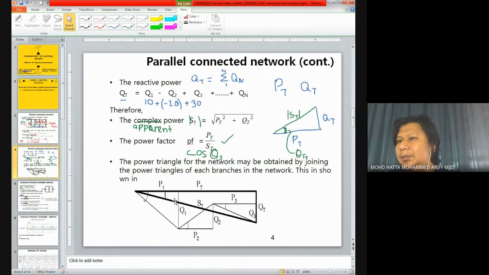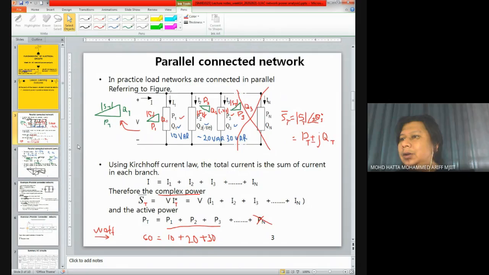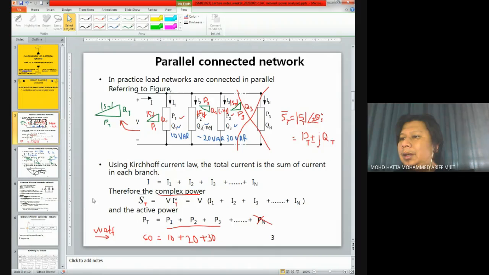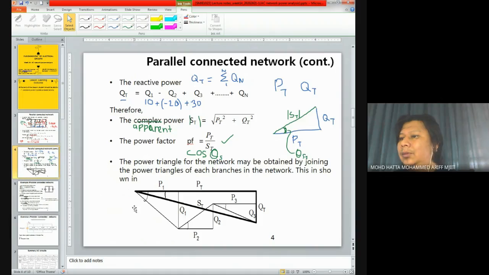If looking at this diagram, basically it's in the opposite direction to what we had earlier in the previous slide, because here, if Q is positive, the triangle will be drawn pointing downwards. However, earlier, if we consider Q positive, it points upwards. It doesn't matter whether you put it like this or as we defined earlier. So let's have a look at what we defined earlier. For the first triangle, it's like this, considering that Q1 is a positive value.